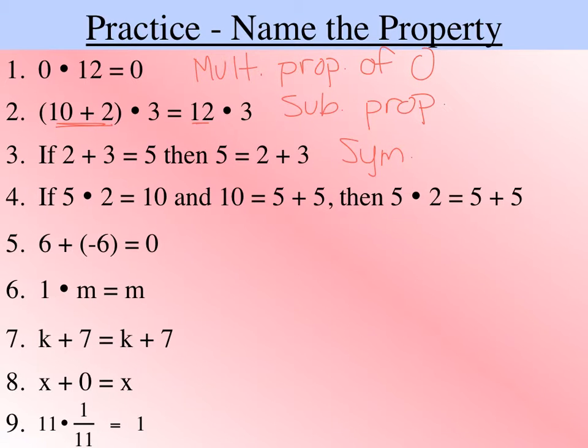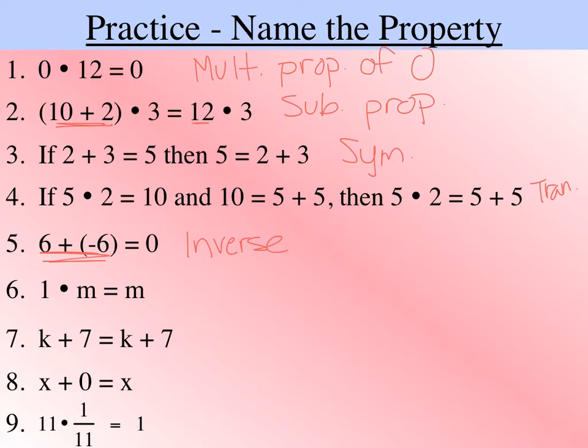Number 4, if 5 times 2 equals 10 and 10 is 5 plus 5, then 5 times 2 is the same as 5 plus 5. That's transitive. That's that if-then statement, and it's 3 parts. Number 5, 6 plus negative 6 equals 0. So adding negative 6 to 6 is making it go away. That's the evil one. That's your inverse property of addition.